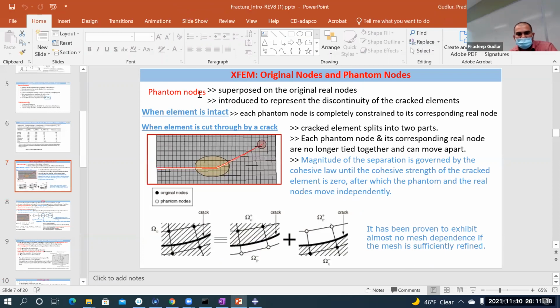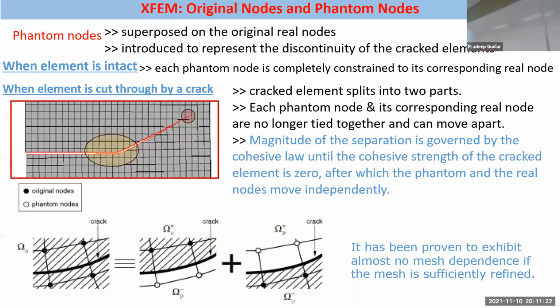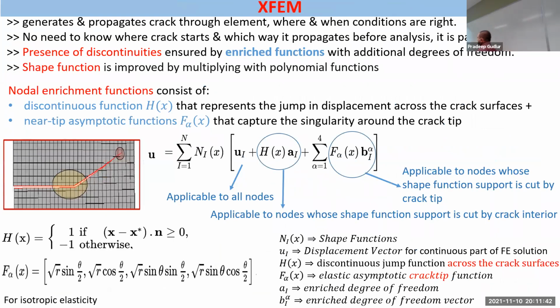So you have phantom nodes superposing the real nodes. Say, at this location, there are solid nodes and also the unfilled nodes. But as the crack criteria is met, the phantom nodes and the real nodes can separate based on the cohesive law. And the phantom nodes have additional degrees of freedom, which are because of this Heaviside function and this asymptotic function.